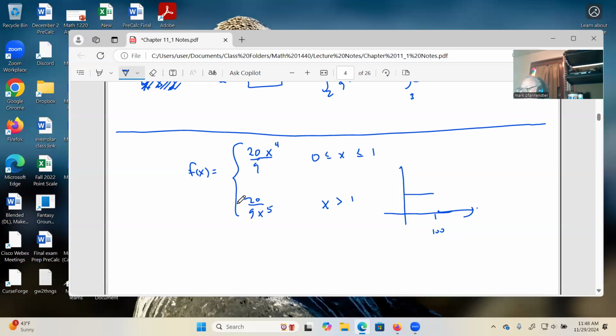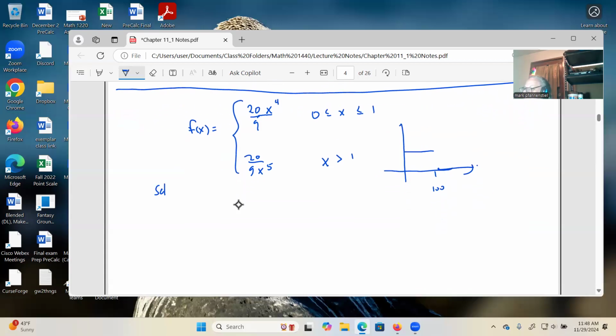So if we set x equal to 1, what happens on this part of it? We get 20 over 9 times 1 to the fourth, and then we're going to match it with 20 over 9 times 1 to the fifth on the bottom here. It's just 1 to the fourth or 1 to the negative 5. Either way, 20/9 times 1 is 20/9. These are the same. It's still continuous. It doesn't have to be, but it's nice that it is.